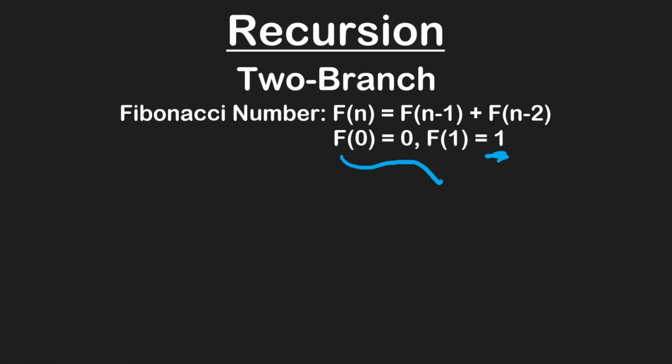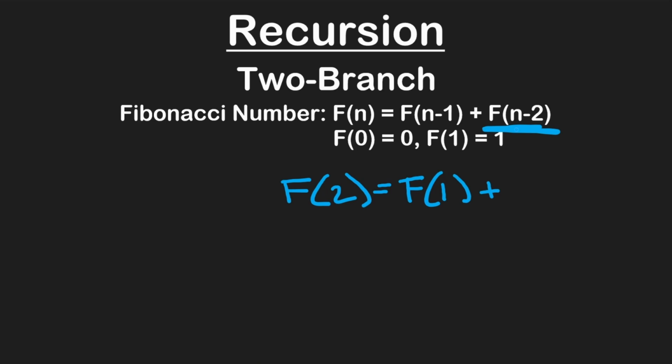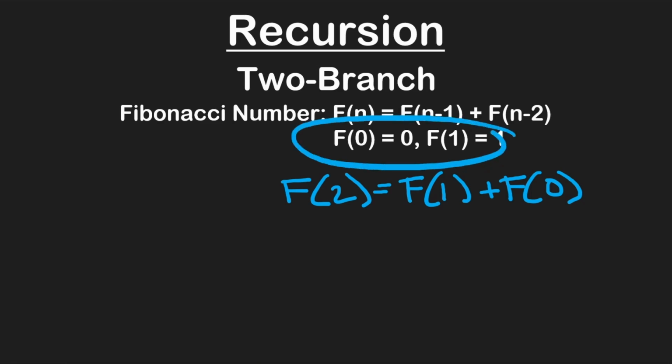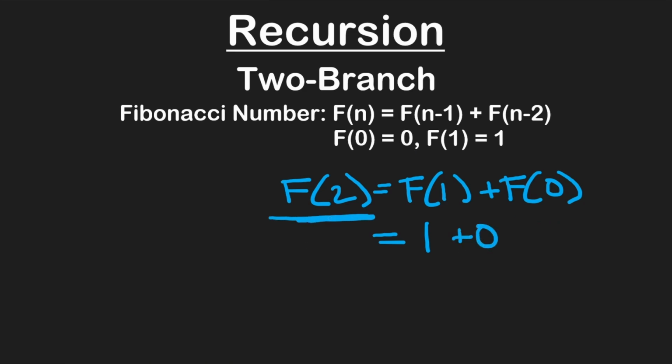So using this, what would the second Fibonacci number be? Well, it would be the n-1 Fibonacci number, which is 1, plus the n-2 Fibonacci number, which is 0. And we know that these are defined as a part of our base case. This is 1, so 1. This is 0, so plus 0. That means the second Fibonacci number is equal to 1.